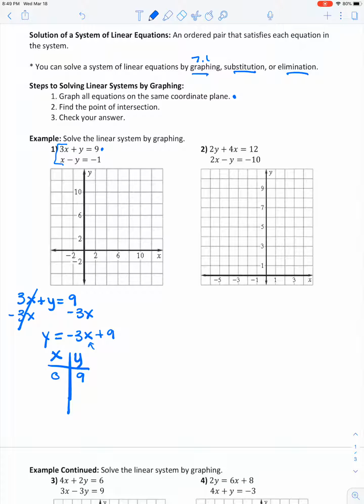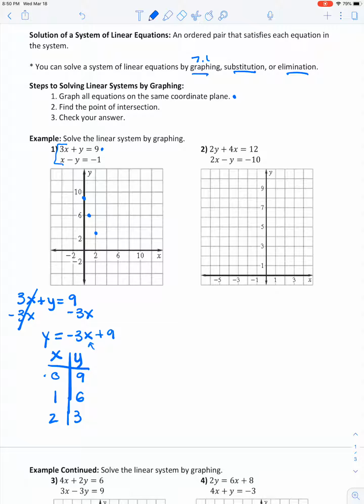What if we plug in the number 1? Negative 3 times 1 is negative 3, plus 9 is 6. If I try one more, let's plug in 2. Negative 3 times 2 is negative 6, plus 9 is 3. So now we have a few points, and we can go ahead and graph this line. The coordinate point (0, 9): I go 0 in the left and right direction and 9 up, noticing that it's going by 2's. That's that point right there. (1, 6) would be here, and (2, 3).